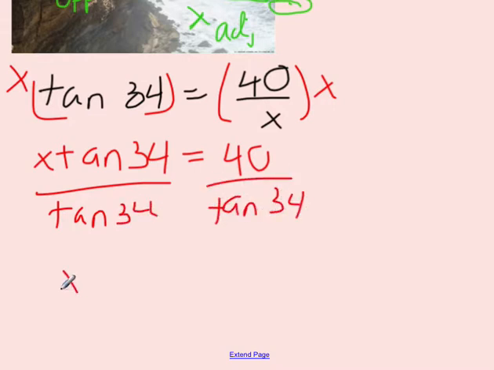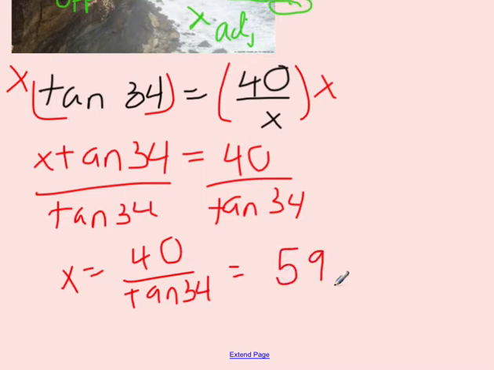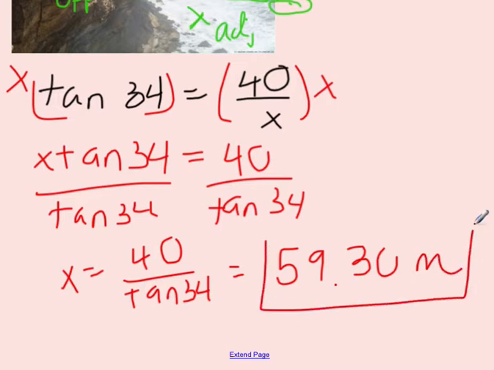And I get that x is equal to 40 divided by tangent of 34. So again, I'm going to plug that into my calculator. And when I do that, I end up getting 59.30. And it's a word problem, so we want to label it meters. Okay, so we're talking meters for that one.